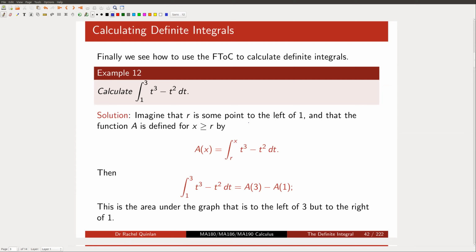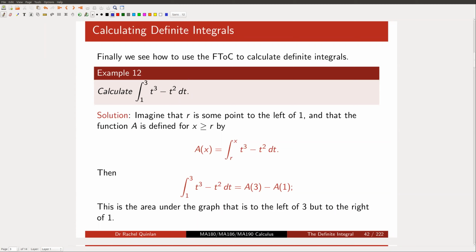But I think we should also not lose sight of the fact that it is a remarkable thing that in the space of a few minutes, we're able to compute areas like this. The region that's bounded by the graph of t cubed minus t squared, left and right by 1 and 3, below by the horizontal axis, that's a pretty complicated region. To me, it's still amazing when I think about it, that we can compute areas of regions like this relatively easily and without too much trouble.